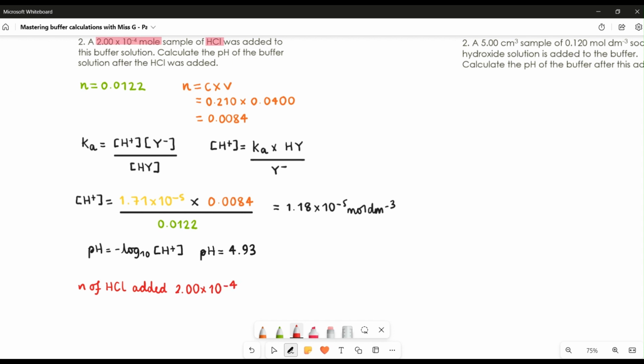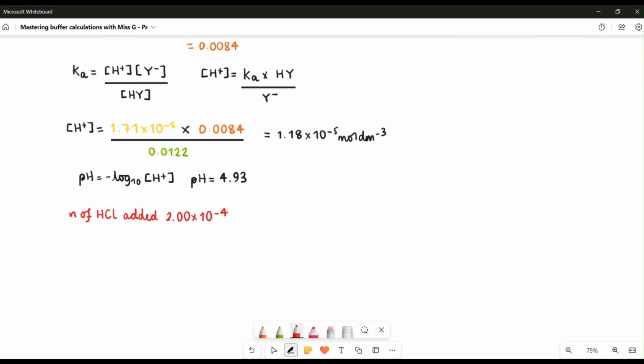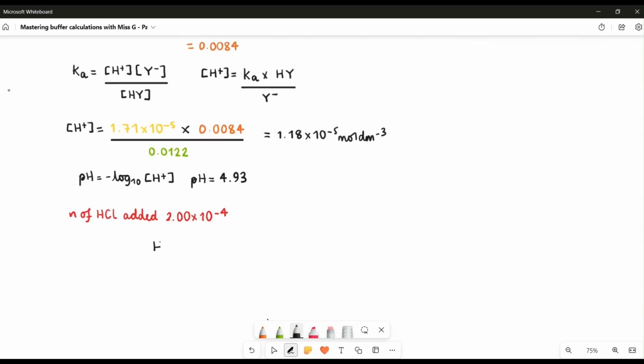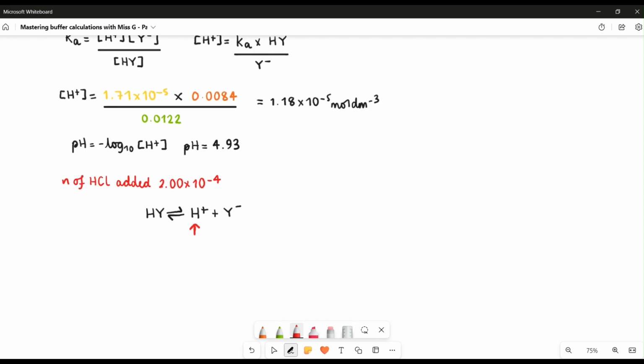Then I'm going to write my dissociation equation. I'm not going to use HA because they gave us it as HY. So HY will slightly dissociate into H plus and Y minus. Now, I am adding more H plus. So I'm going to do a little red arrow underneath there to show that that is increasing.